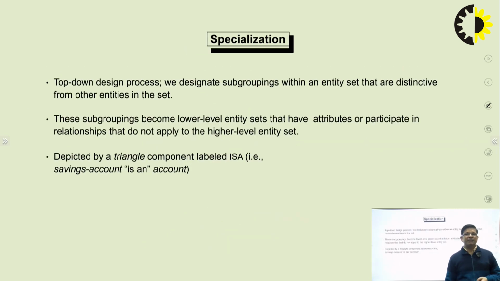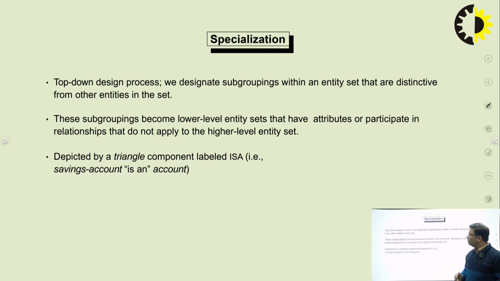In specialization, for example, an employee can be a part-time, full-time or temporary employee. So an employee can be further divided into three categories. This is a top-down approach where the employee can be divided into three different types: full-time, part-time, or temporary. Likewise, if we are talking about the account type, there is a saving account and there is a current account.